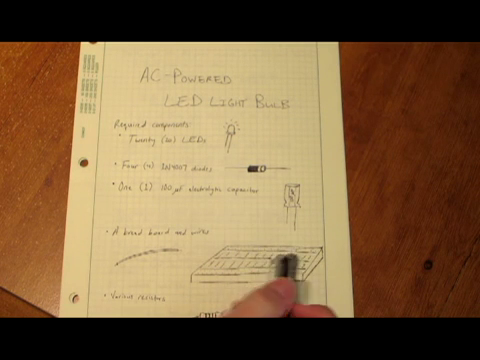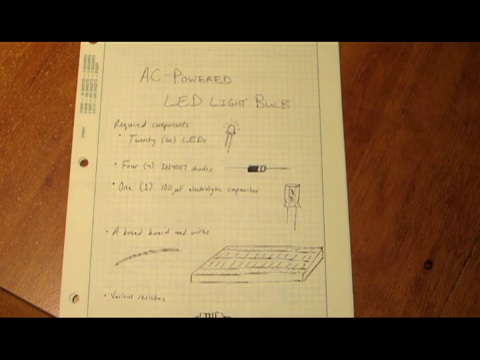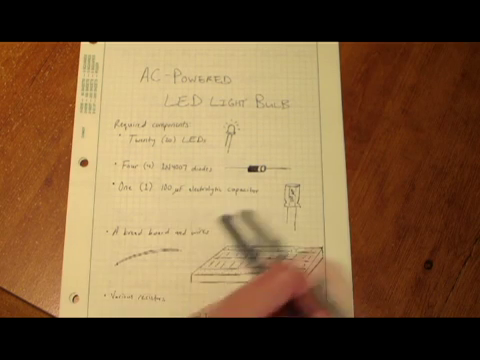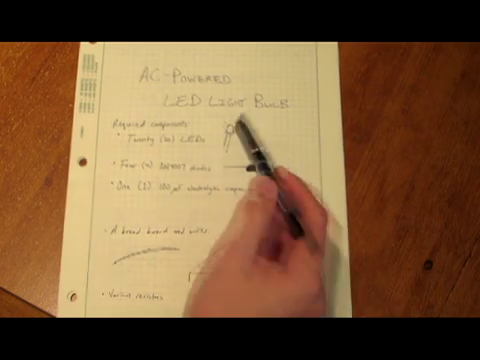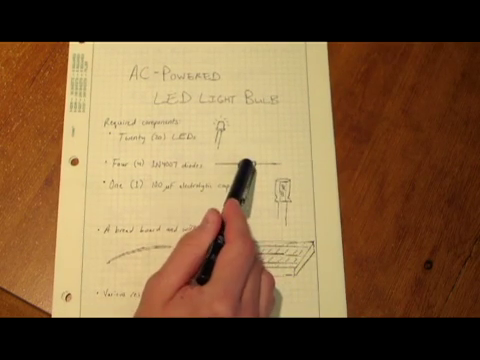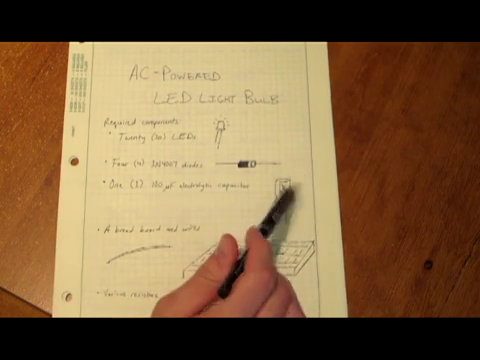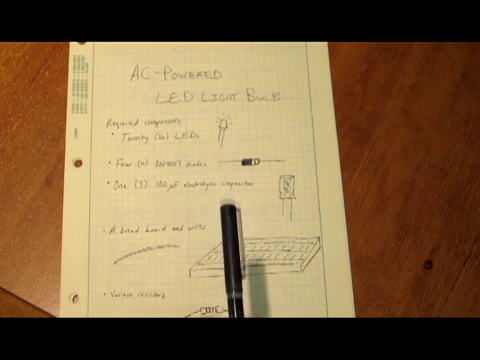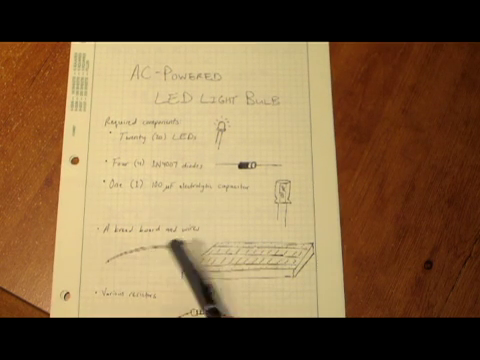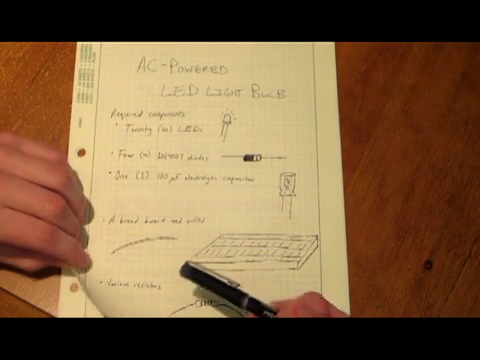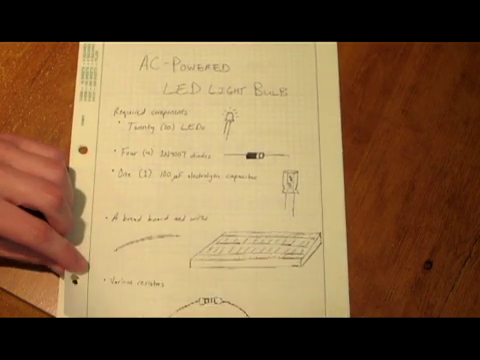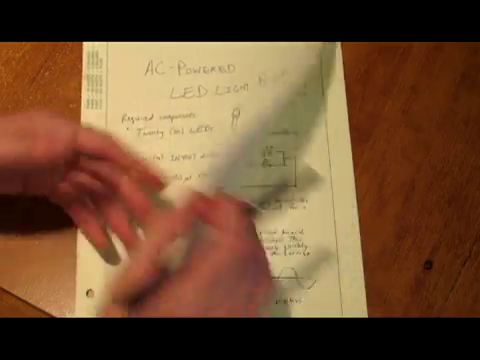Alright, this is our AC powered LED light bulb project for methods. The required components for this project are 20 LEDs, 4 diodes, 1 electrolytic capacitor. You'll need a breadboard and some wires to implement some of the circuits, and then you'll need various kinds of resistors depending on the math you do.